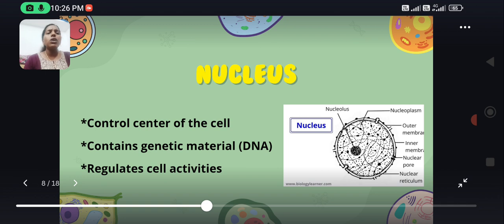Inside there are a lot of pore structures, which are called nuclear pores. So this is about the structure of a nucleus. So what is the function of the nucleus? The nucleus regulates all cell activities because it contains genetic material. So it is known as the control center of the cell.